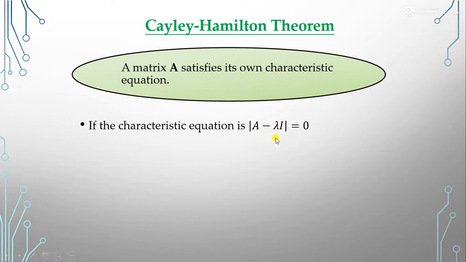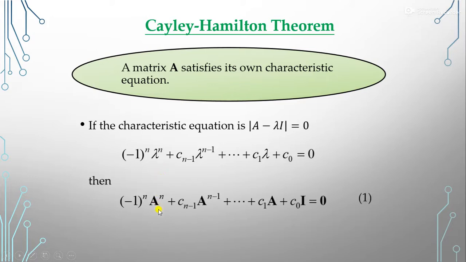Lambda represents the eigenvalues. Suppose your characteristic equation is like that for the n by n matrix. Then by the Cayley-Hamilton theorem, we replace lambda by the matrix A. This is the Cayley-Hamilton theorem, meaning a matrix A satisfies its characteristic equation.